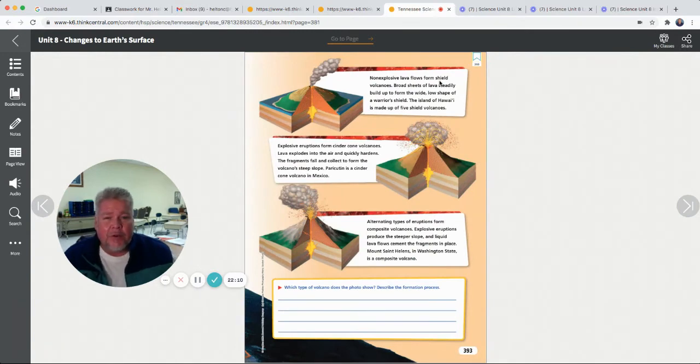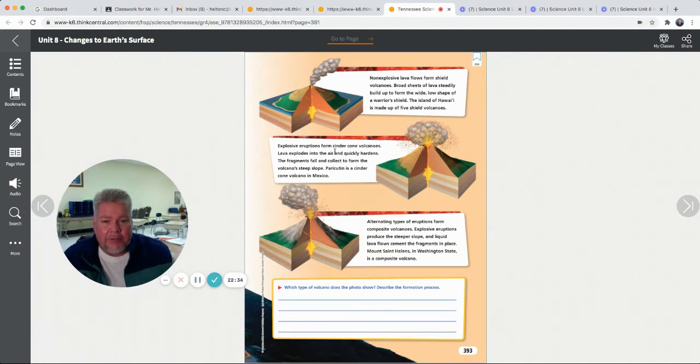Non-explosive lava flows form shield volcanoes. Look at this shield volcano. It's kind of flat. Broad sheets of lava steadily build up to form the wide, low shape of a warrior's shield. The island of Hawaii is made up of 5 shield volcanoes. The one that I slept on the side of was a shield volcano as well. It was relatively flat, not real steep.